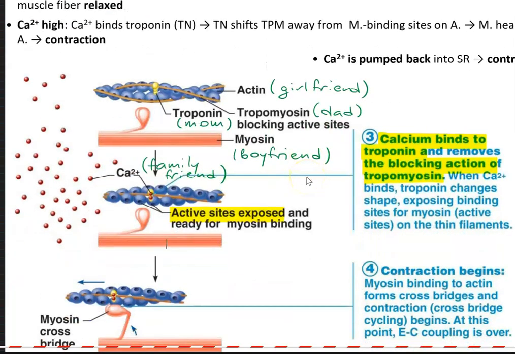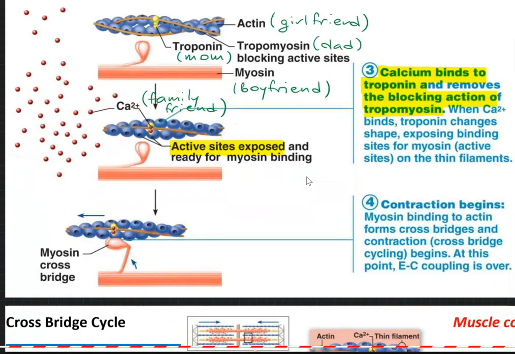Now, dad isn't watching the girlfriend anymore. Tropomyosin doesn't block actin. And the boyfriend and the girlfriend finally can hang out together. So the formation of the so-called cross-bridge starts the cross-bridge cycle. This is the last step, excitation-contraction coupling.